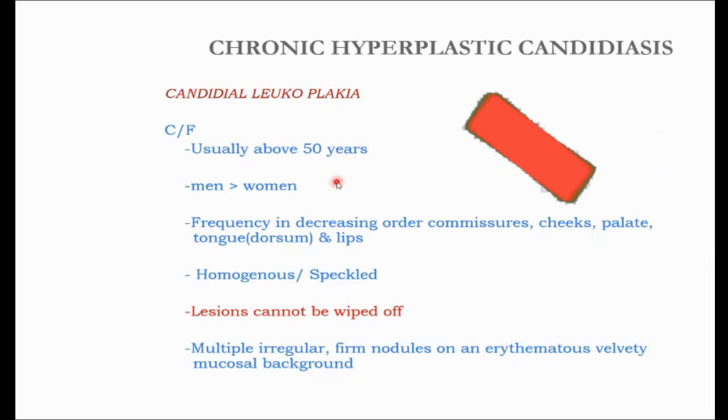So clinically, it is seen usually above 50 years of age. Men are more commonly affected compared to women. And the sites which are affected, in decreasing order, are commissures, which are nothing but the angle of the mouth, cheeks, palate, tongue, and the lips, and it could be either homogeneous or speckled. The lesions cannot be wiped off. Although clinically it could resemble pseudomembranous candidiasis, if you try to wipe it off, it is not going to be wiped off. And there are multiple irregular firm nodules which are seen on an erythematous velvety mucosal background.